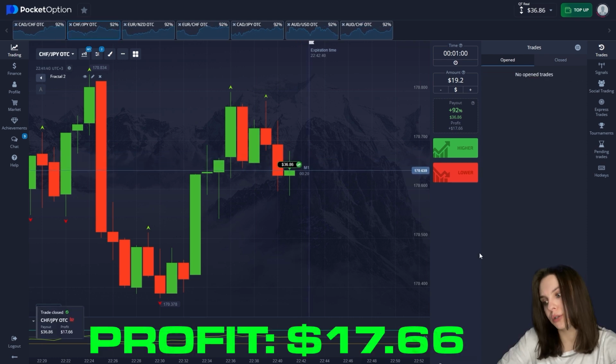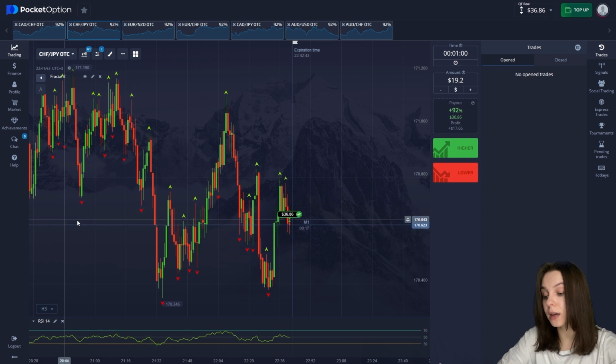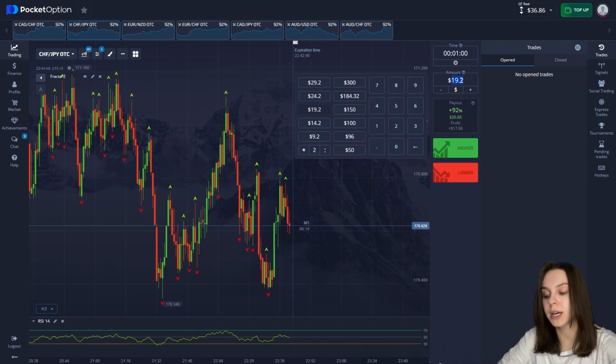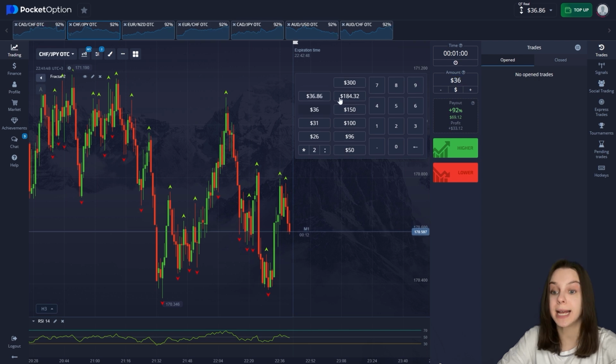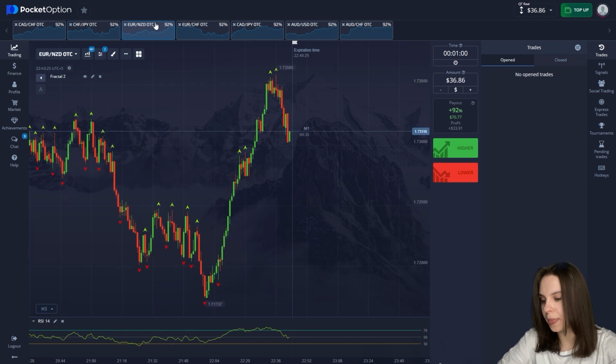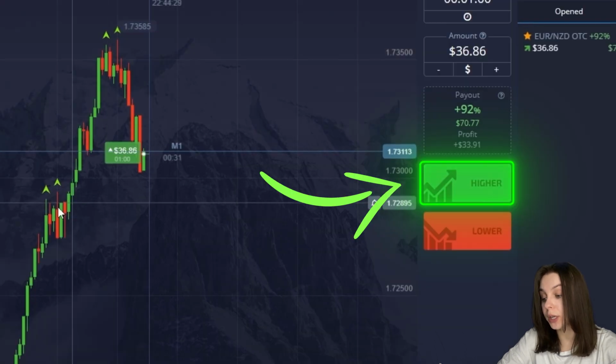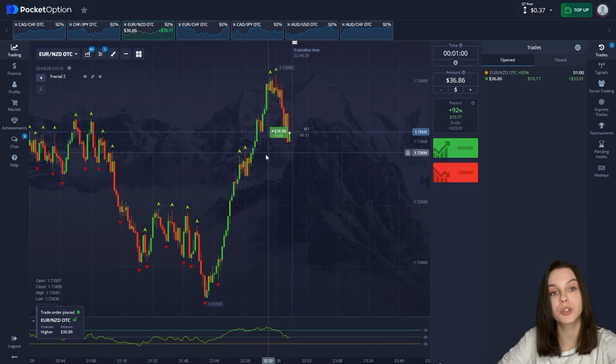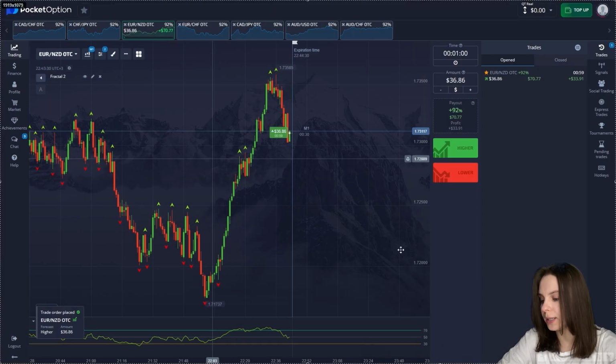This deal is also successfully closed as plus. Dear traders, we immediately increase the amount of our transaction to the size of $36.86 and immediately move to the third currency pair. We are already on the third currency pair. We open a bullish trade here and proceed to the general analysis.